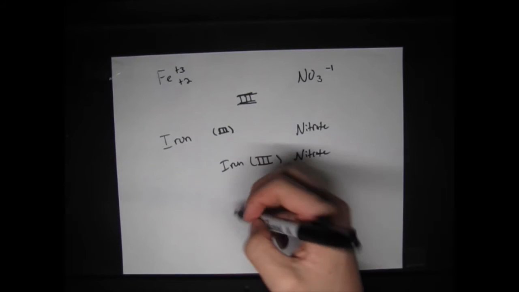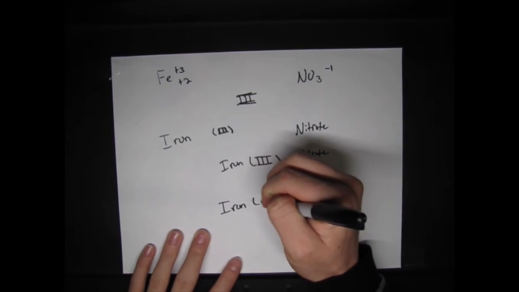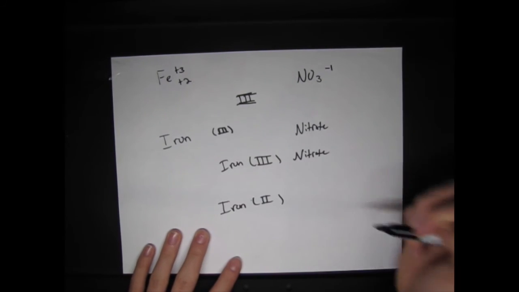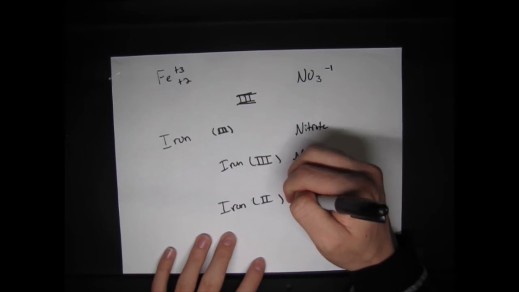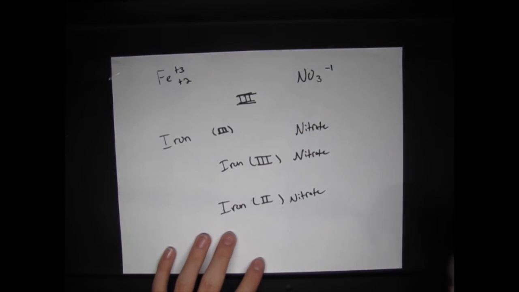And for our second one, we will be doing the same thing, iron, but instead of 3, we will be using 2 to list that it's the +2 charge being used and not the 3. Putting nitrate at the end to create iron 2 nitrate.